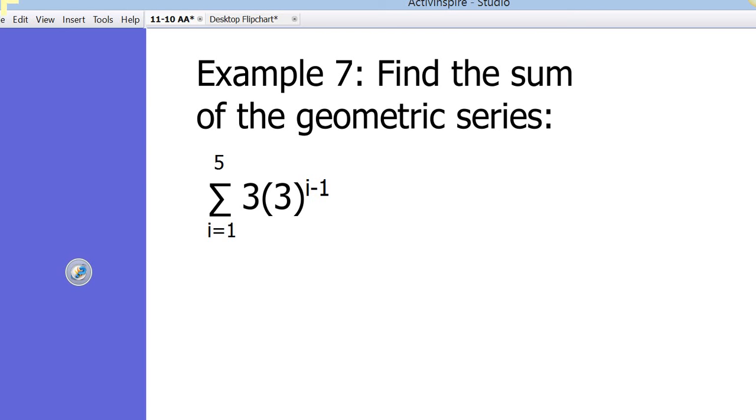3. What do I plug in next? 3 to the second power. I plug in 3. So what's 3 minus 1? 2. So 3 times 3 to the second power. That's 3 times 9. What's that? 27. Then you get 81.